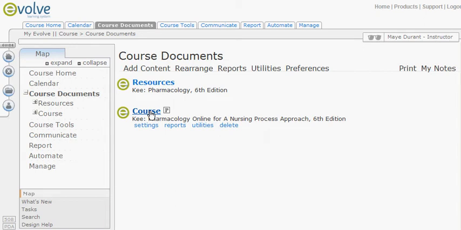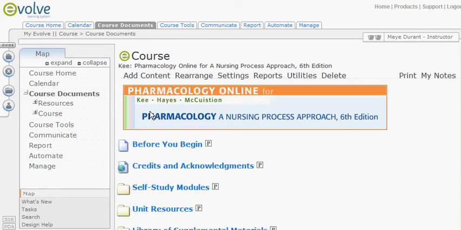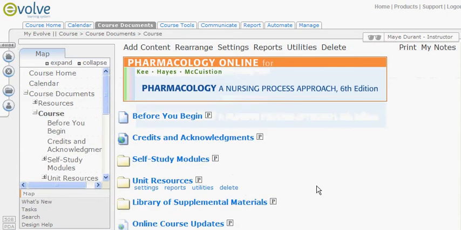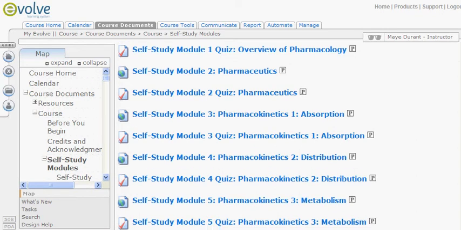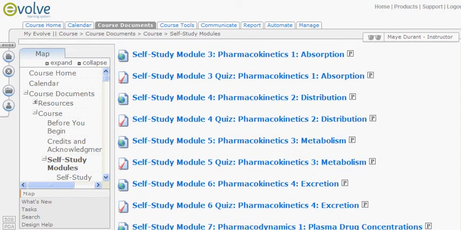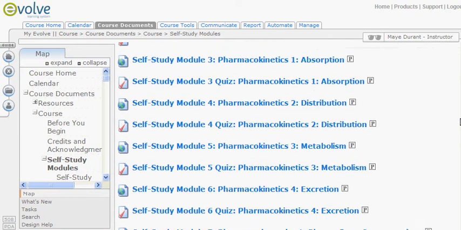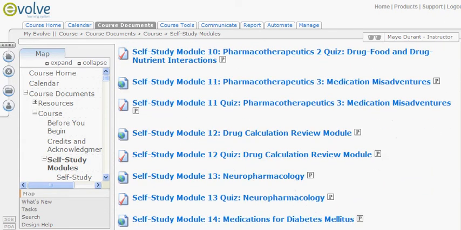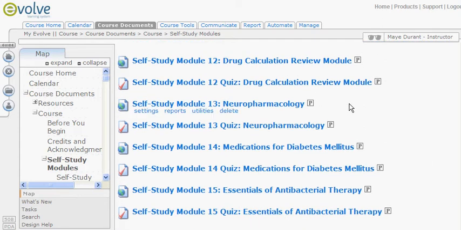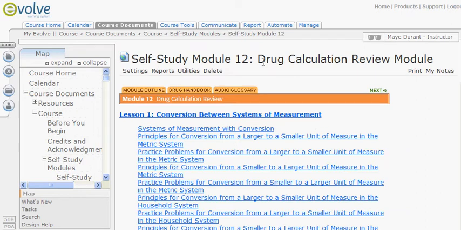So what you want to do, click at the beginning and then go to Course. And I want you to go into Self-Study Modules. And you can scroll down, and it's going to be 12 right here. Self-Study Module 12, and it's Drug Calculation Review Module. I want you to click on that. And as you'll see here, you have Drug Calculation Review in Module 12.